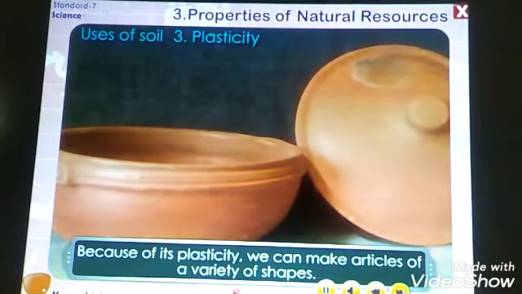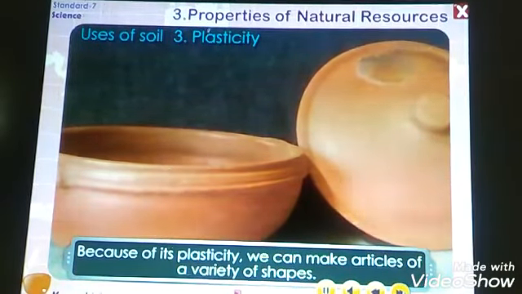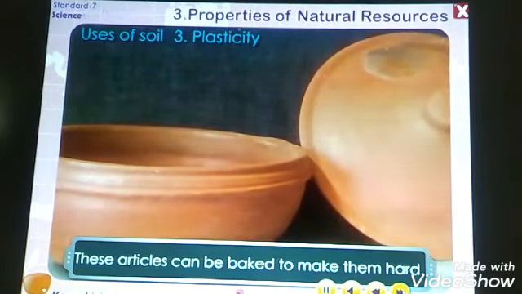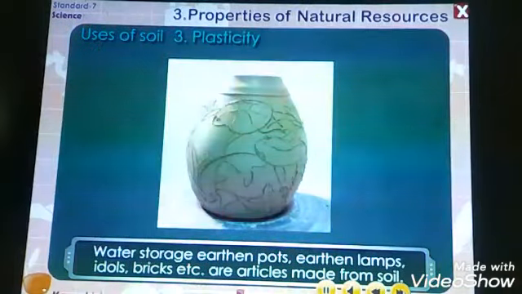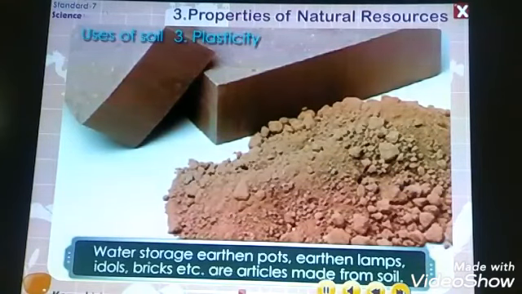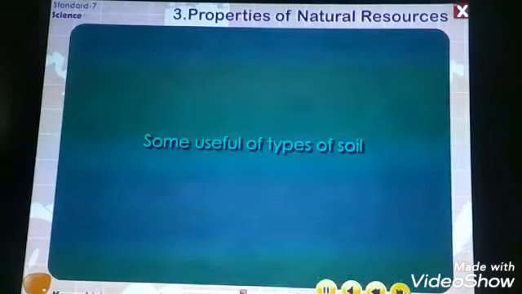Because of its plasticity, we can make different articles of different shapes. These articles can be baked to make them hard. Water storage earthen pots, earthen lamps, idols, bricks, etc. are articles made from soil.